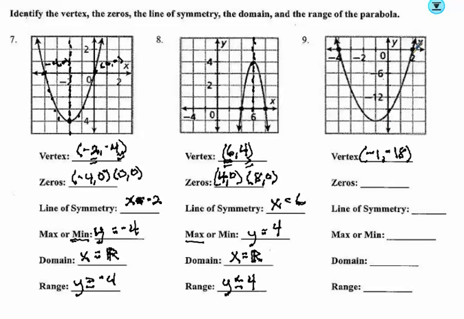So my zeros here are at (2, 0) and (-4, 0). So we'll write those in, (-4, 0) and (2, 0). Okay, line of symmetry would be x equals -1. Remember, it's the x coordinate of the vertex. This is a min, because my lowest point is down at the bottom. And this is y equals, and again you go to the y coordinate here, equals negative 18.